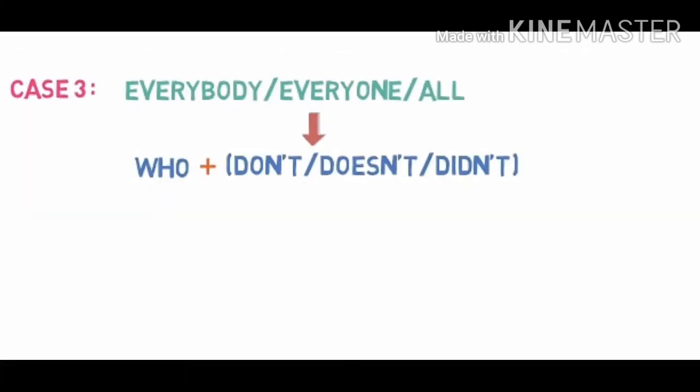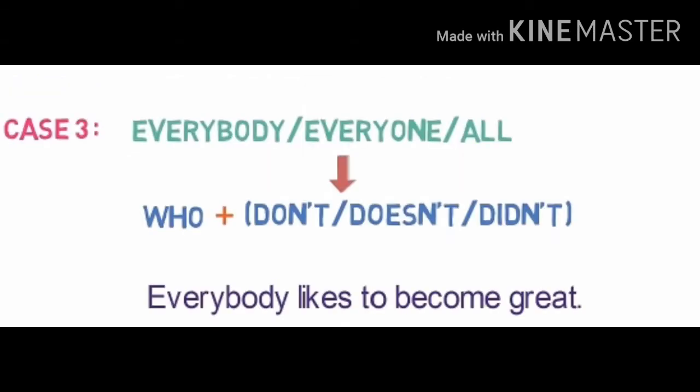Let's look into case 3, where in the sentence everybody, everyone or all is used. Then while transforming, it will be who plus either don't, doesn't or didn't. This don't, doesn't and didn't is according to the tense, whatever tense is given in the sentence. For example, everybody likes to become great.